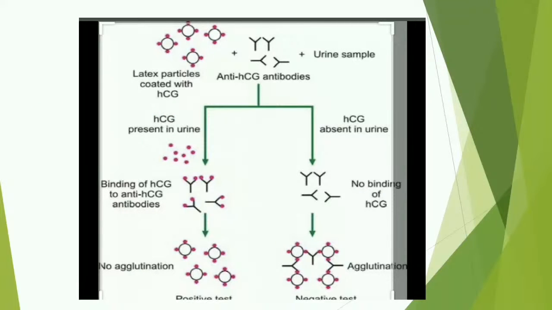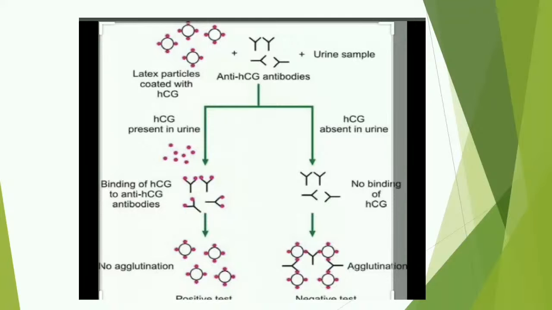Now this picture depicts it. You have a urine sample and you are adding HCG antibodies to it. Along with that, you are going to add, in this case it is the latex agglutination inhibition test, latex particle coated with HCG. Now if the lady was pregnant and she had HCG in the urine, this HCG will react with the antibody, right? Now when I am adding this latex particle, there is no antibody to react with this latex particle, because the antibodies are already bound with the HCG present in the urine.